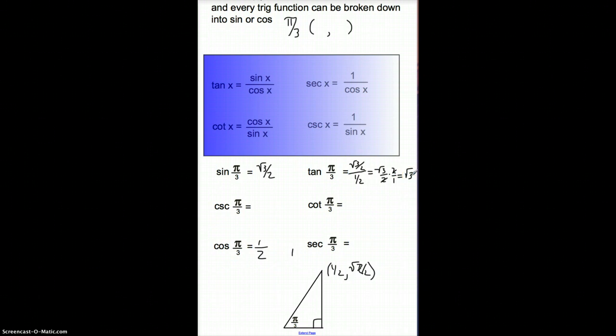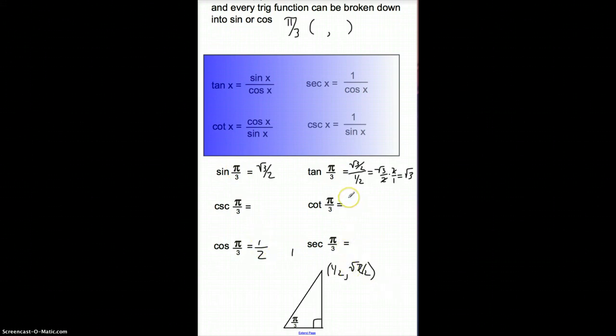So when I say you have to memorize all of these, I don't really mean memorize them. I mean memorize all these ordered pairs, and then you can figure out the trig functions from that based on sine and cosine. So all you have to memorize is the sine and cosine from these coordinates, and then you can figure out everything else.